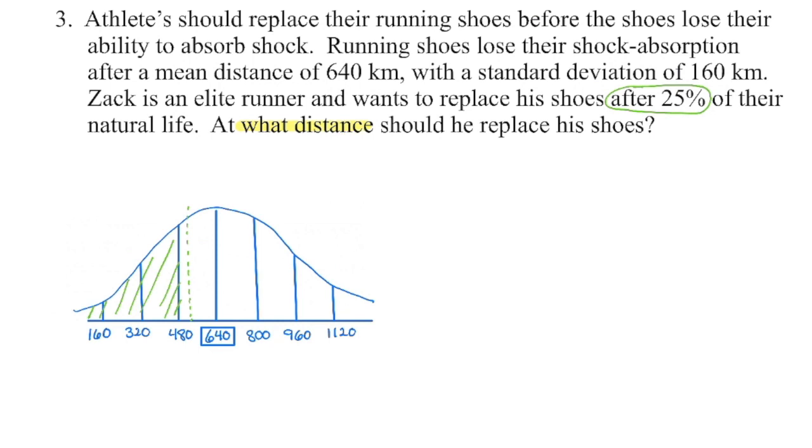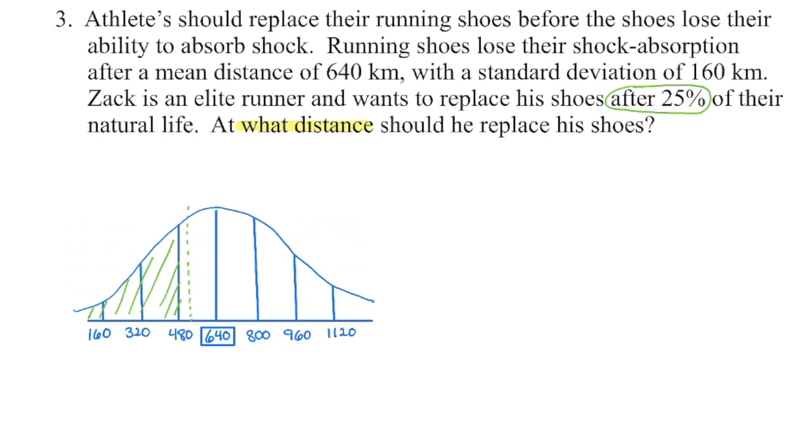Now remember, along the x-axis, these represent our distances. This is 640 kilometers, and the standard deviation is 160 kilometers. That's the amount we're adding or subtracting every time. So we are looking for the value along here at which he needs to replace his shoes. Now, how did I know that this is the point I'm looking for? We're trying to replace after 25%.